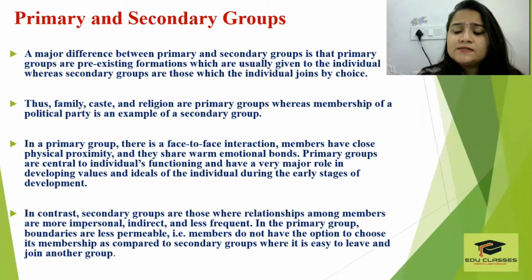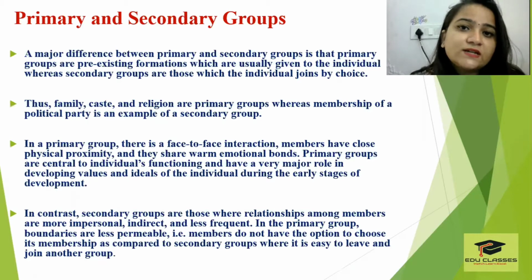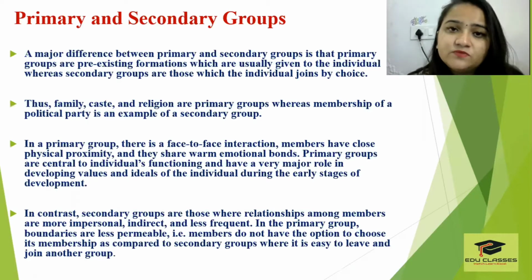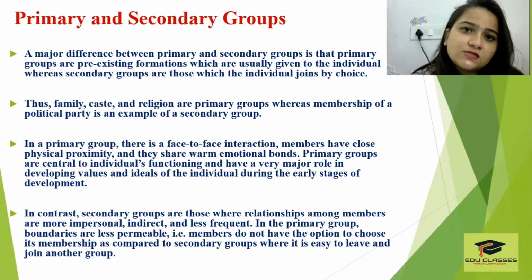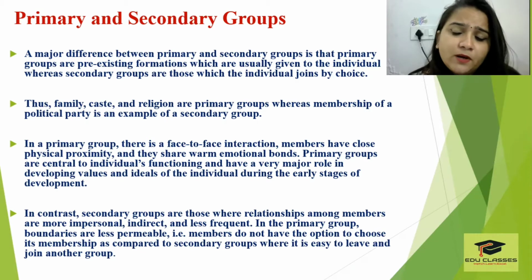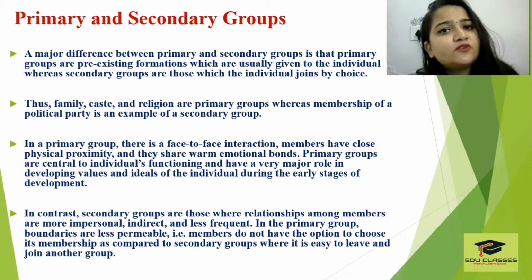So what this says simply is that there are some groups which you do not have a choice to choose, like your family, your religion, your country, your caste. So all of this which pre-exists when you're born becomes a part of your primary group, and everything else that you will choose to be a part of in your life will be called your secondary group.